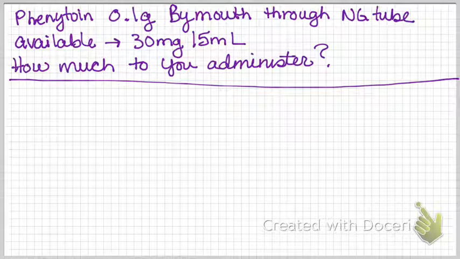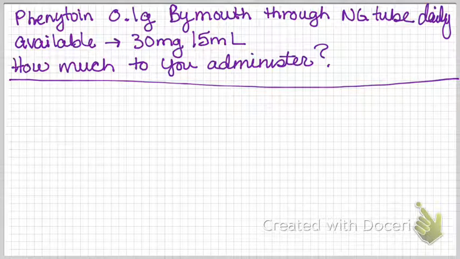So the question here is you have phenytoin, which is Dilantin for seizures. It's ordered 0.1 grams by mouth through the NG tube. Let's just say it's daily. So write down daily here.